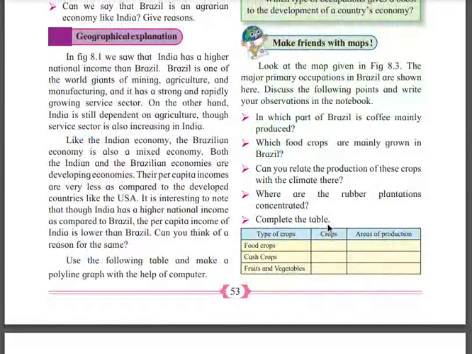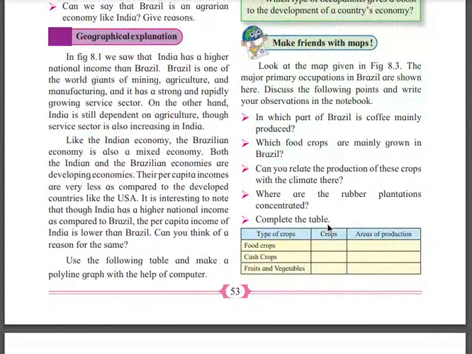Like the Indian economy, the Brazilian economy is also a mixed economy. Both Indian and Brazilian economies are developing economies. If I talk about the Indian economy being a mixed economy, Brazil also has the same mixed economy, and Brazil is also a developing country, and their per capita incomes are very low as compared to developed countries like the USA.